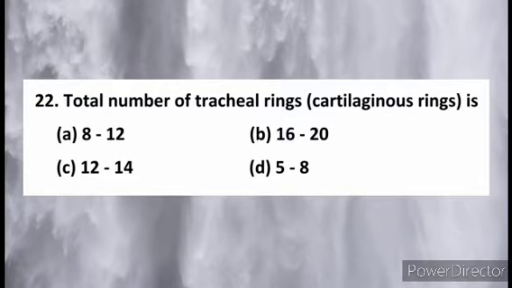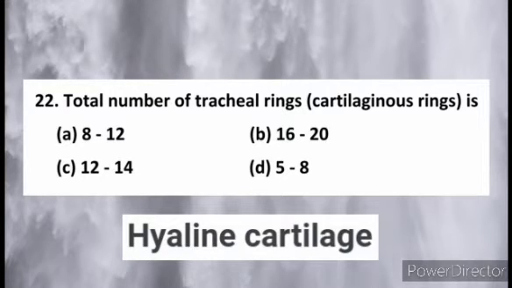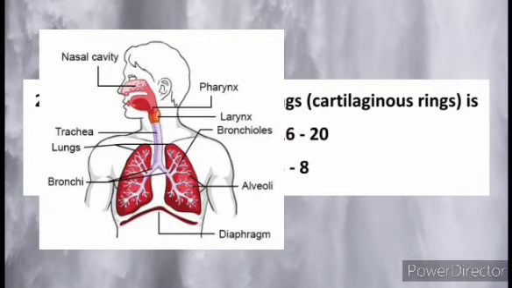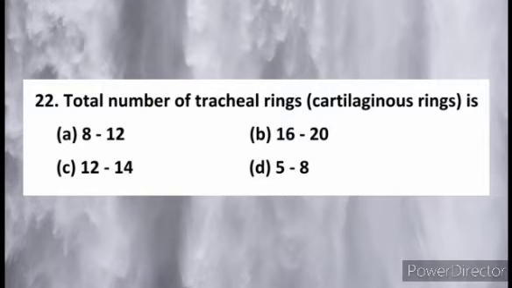Number 22. Total number of tracheal rings is dash. The trachea has hyaline cartilage. It consists of ring-like cartilaginous rings. Externally, when we see the trachea, it presents as a pile of ring-like structures. Those rings are called cartilaginous rings. There are totally 16 to 20 in number. So the total number of tracheal rings is 16 to 20. They are nothing but cartilaginous rings.